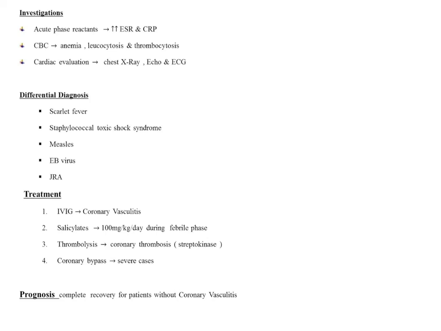Investigation: acute phase reaction, which is ESR, C-reactive protein, complete blood picture: anemia, leukocytosis, thrombocytosis; cardiac evaluation: chest X-ray, echo, ECG. Differential diagnosis of Kawasaki disease: scarlet fever, staphylococcal toxic shock syndrome, measles, Epstein-Barr virus, juvenile rheumatoid arthritis.